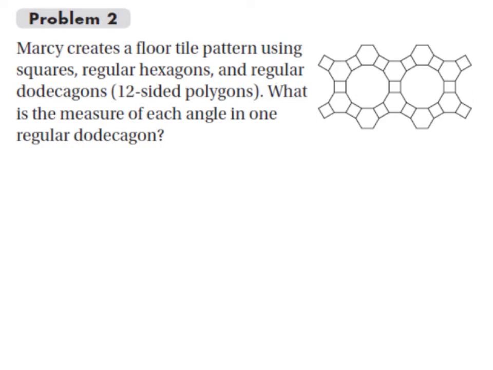Marcy creates a floor tile pattern using squares, regular hexagons, and irregular dodecagons. What is the measure of each angle in one regular dodecagon? Before I get into this, a square is a regular quadrilateral because all angles and all sides are congruent. That's just a shortened version of the regular quadrilateral. So I'm talking about what is each angle, and that's key here. If the problem says each angle and regular, that means I'm looking for this equation, because this right here will give me my total measure, and then I have to divide that by how many angles I actually have.